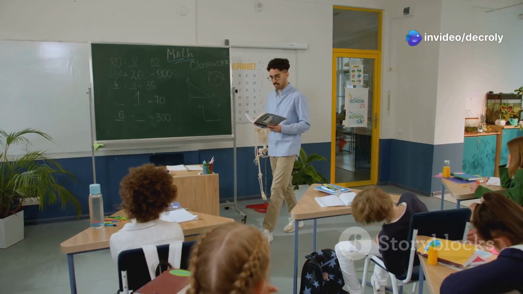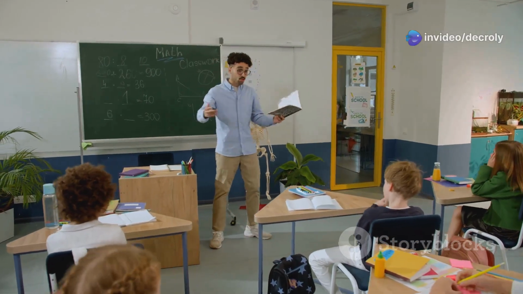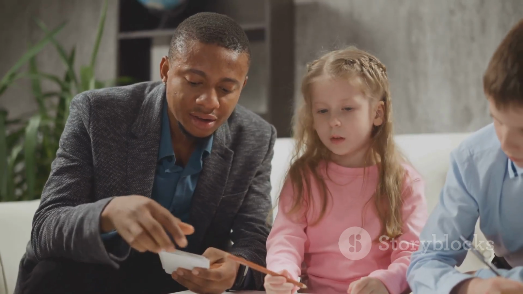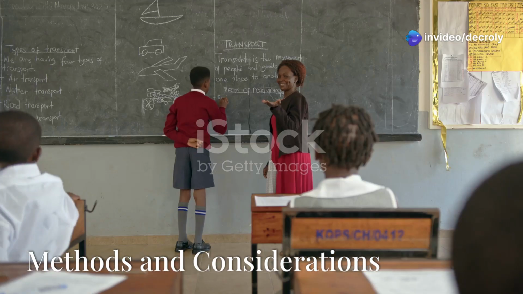The system should also be transparent and easy to understand. Parents and students should be able to interpret the reports and understand the feedback provided. Regular communication is key to ensuring that everyone is informed and on the same page.